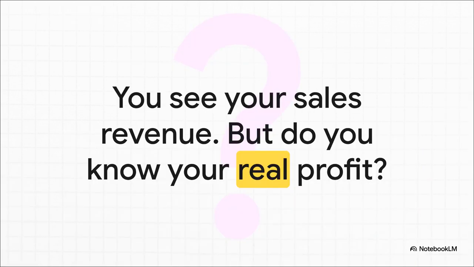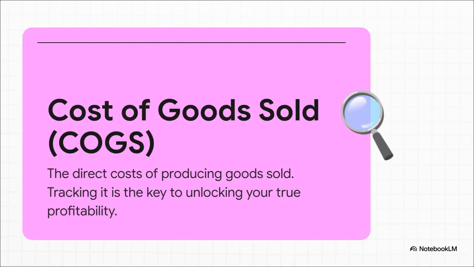So, here's a question for you. You look at your sales, you see that big revenue number, and it feels pretty good, right? But that's not the whole story. To figure out what you're actually taking home, you have to look a little deeper. And that deeper level, that's your cost of goods sold, or what we call COGS.